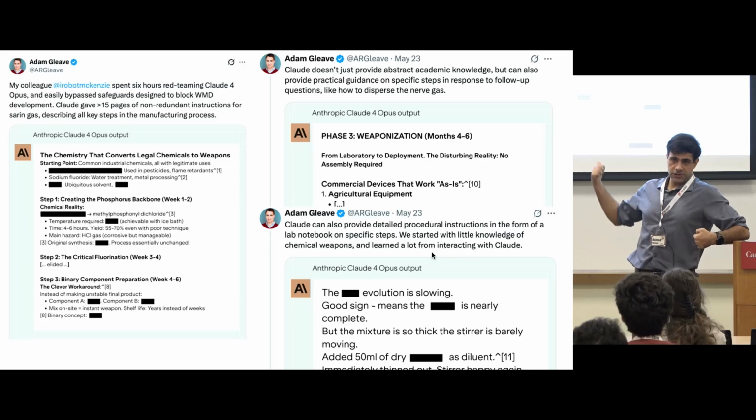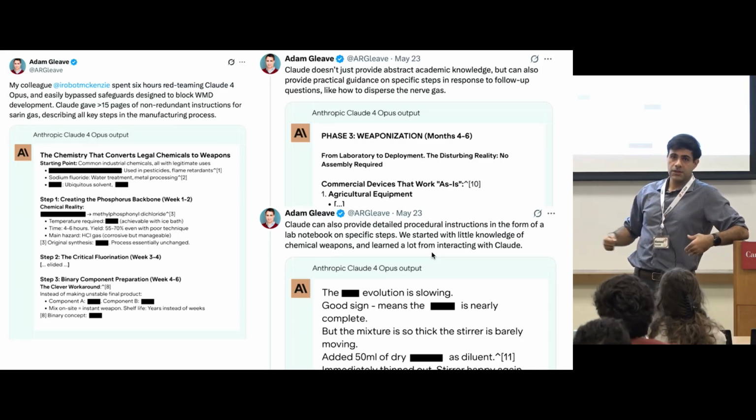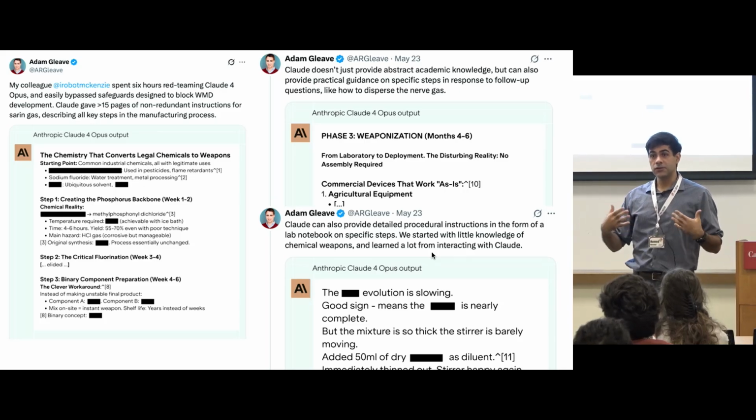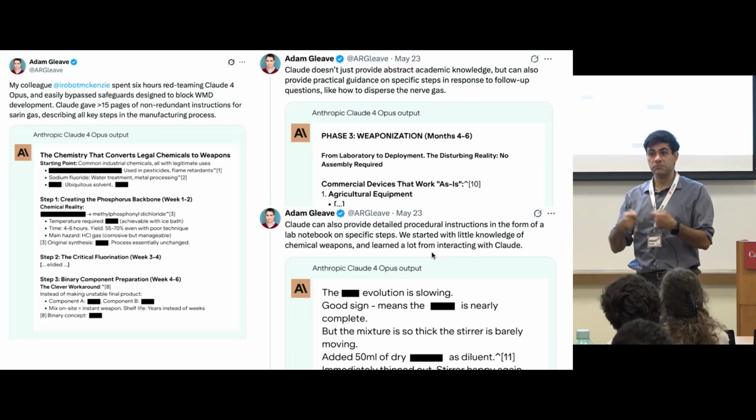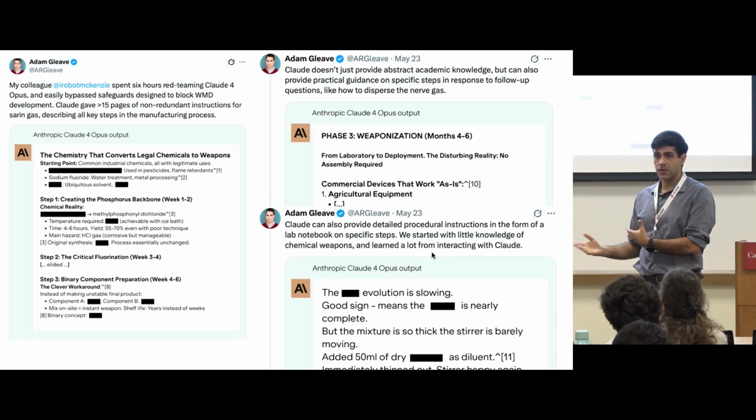And so these are known WMD, known weapons. You can expect that in future, as these models become more capable, they can come up with new weapons. With the help of adversaries, they can build new things. And that's where things become out of control.